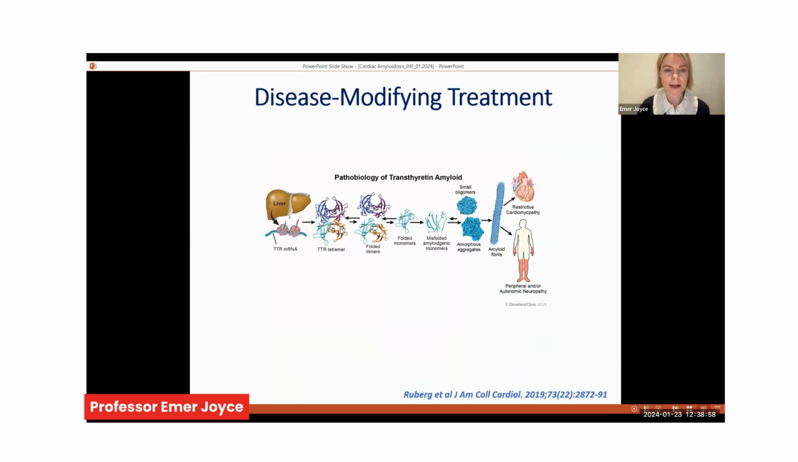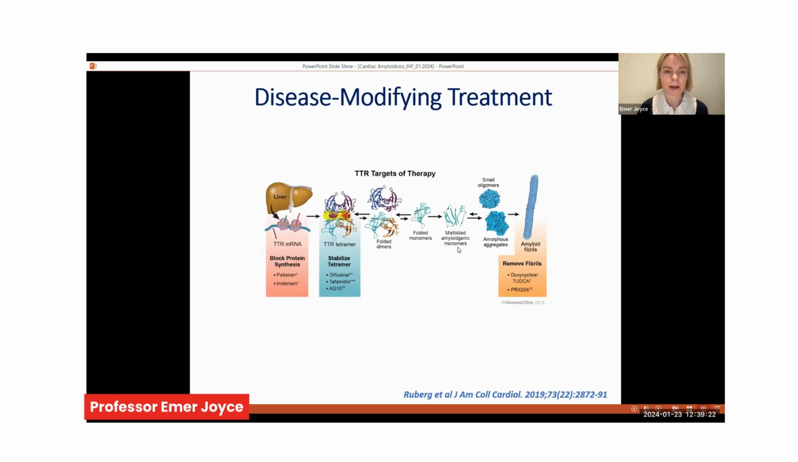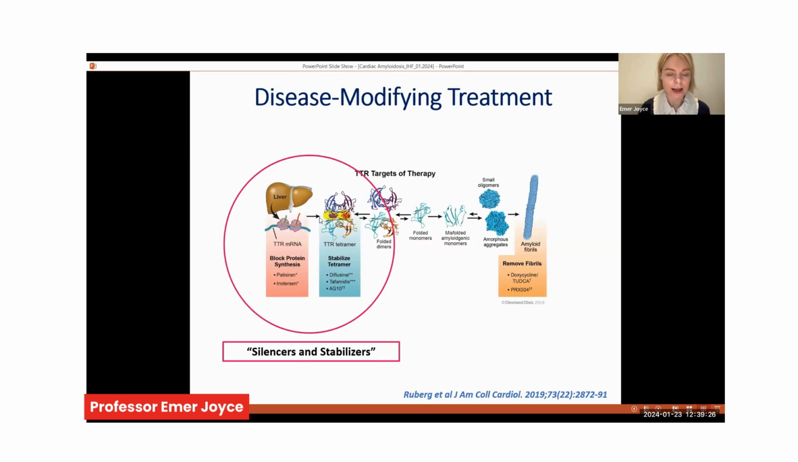This is just a schematic of how you get from the TTR in the liver into the fibrils that form the peripheral neuropathy, and the stiff heart disease, or the restrictive cardiomyopathy, or the heart failure with preserved ejection fraction. This is the TTR coming out of the liver as a tetramer. In the case of TTR amyloid, it breaks down into these monomers, and these monomers become the amyloid fibrils that cause all the bother. And the two main types of treatments are the stabilizers and the silencers.